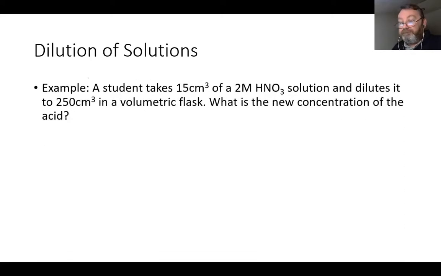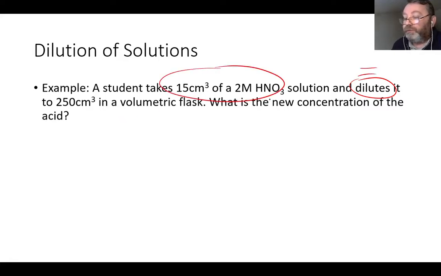Okay, another example. A student takes 15 centimetres cubed of a 2 molar nitric acid solution and dilutes it to 250 centimeters cubed in a volumetric flask. What is the new concentration of the acid? Now, when we're diluting it, when we're making up a solution, call it whatever you want. If we're diluting it, then here's what we know. The volume times the molarity here is equal to the volume times the molarity. Well, there's the volume, and they're asking me for the new concentration, which in this case will be X.